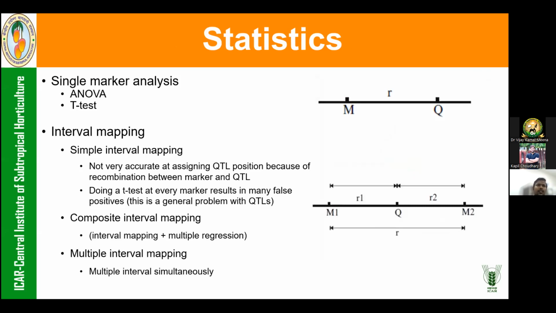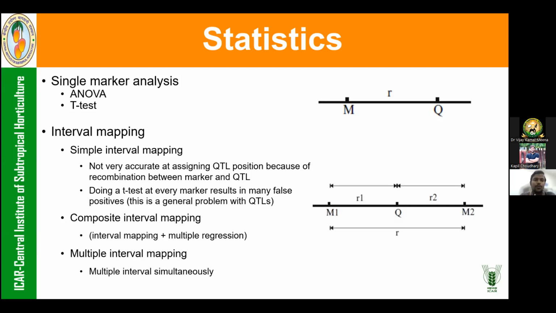So these are the statistics: single marker analysis, interval mapping, composite interval mapping, multiple interval mapping. Whenever you go for QTL mapping analysis, you should go step by step. First you have to go for single marker analysis, putting one marker against the phenotype classes, and see whether the phenotypic classes are showing a difference, and whether the difference between phenotypic classes and the genotypic classes correlate with each other or not.